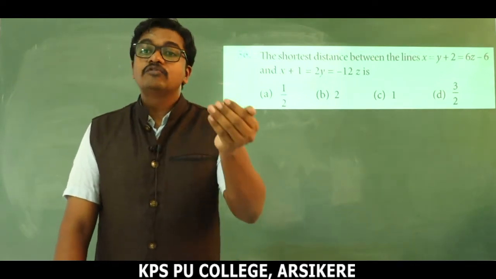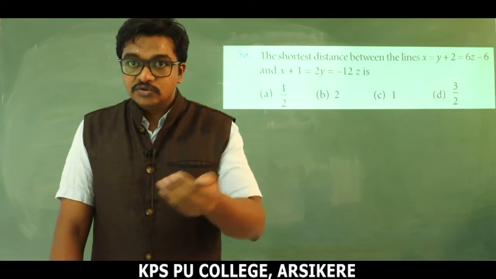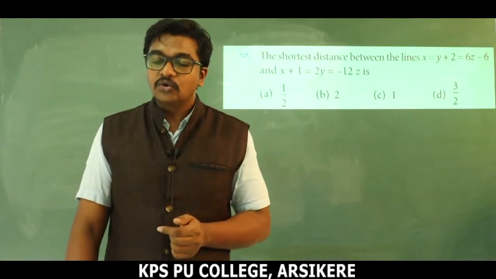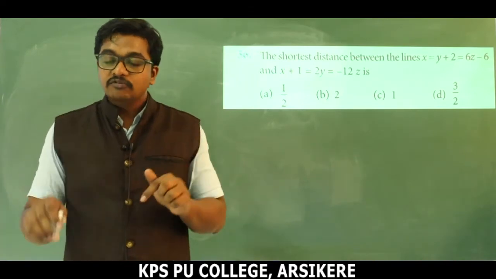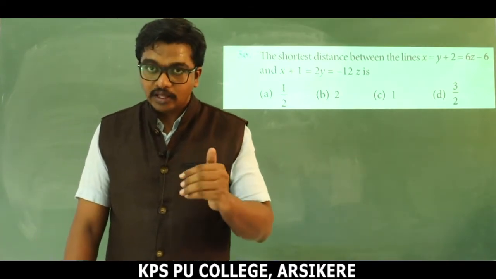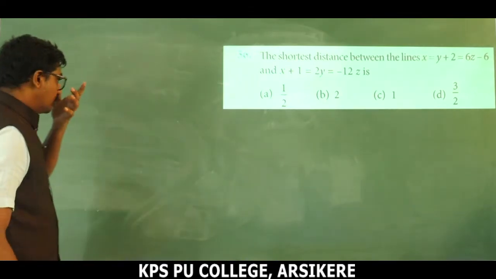Okay. Then how to find the distance between the two skew lines? We have the formula d is equal to (b1 cross b2) dot (a2 minus a1) divided by the modulus of b1 cross b2, or magnitude of b1 cross b2.